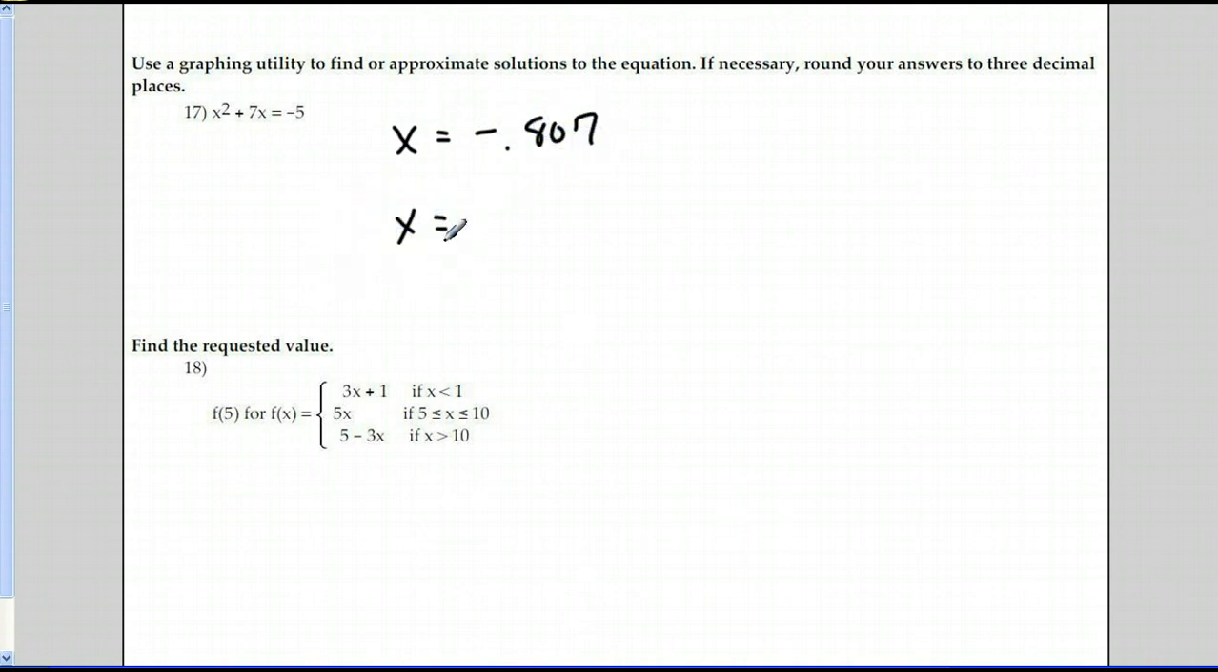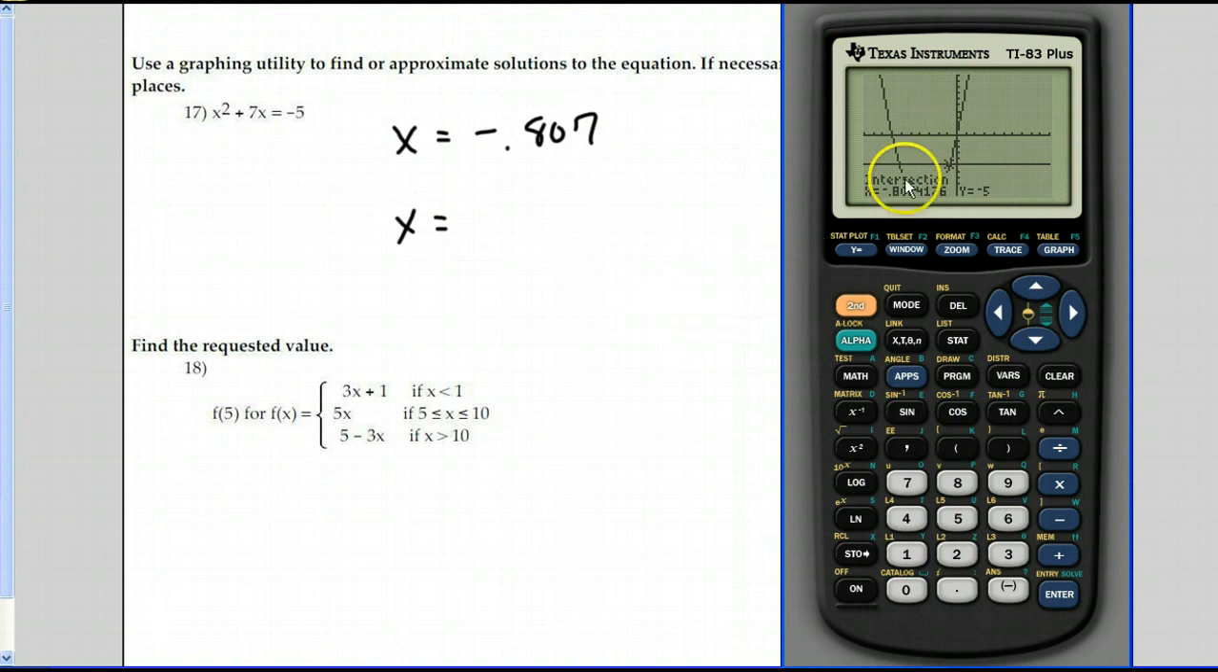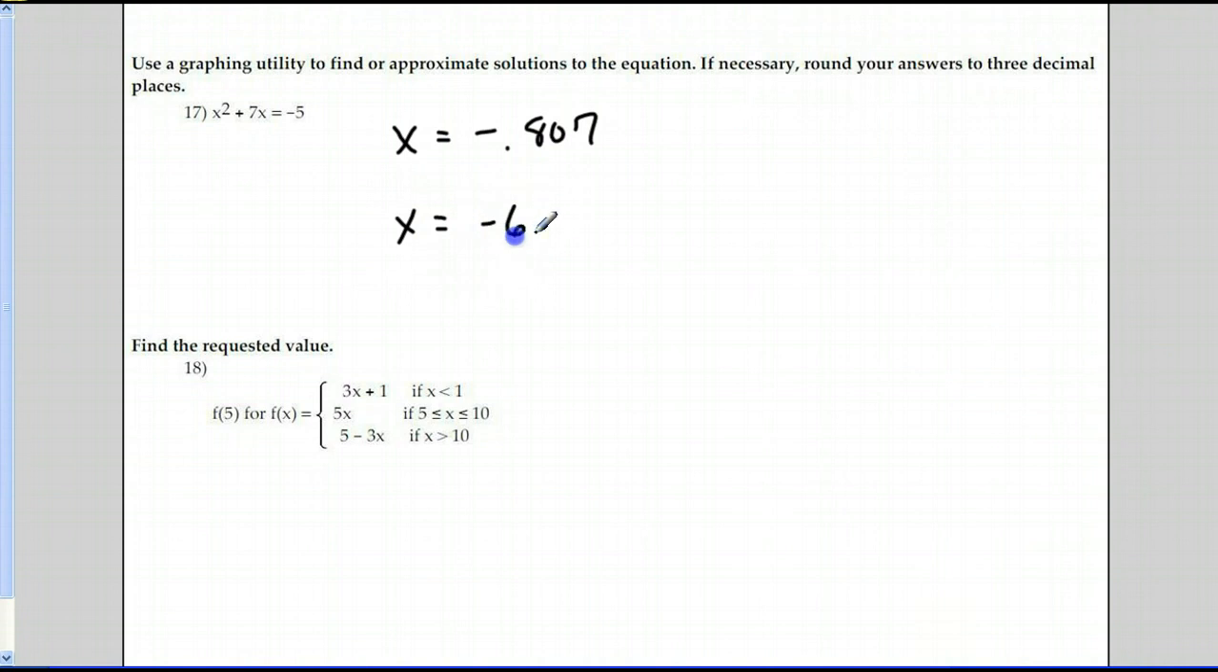Or the other one over here, option 5. First curve is the parabola. Second curve is the horizontal, and I'm using the horizontal to get over there a little faster. Alright, and then there's the guess. So x equals negative 6.193 to 3 decimal places.